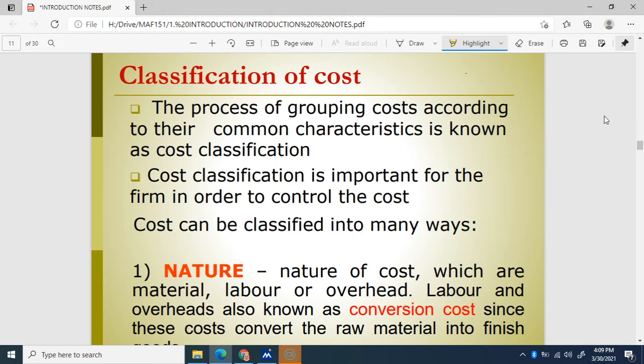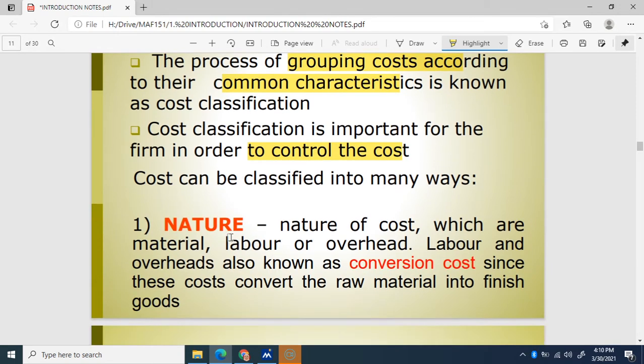So the cost can be classified in many ways. We group the cost according to their common characteristics, which is known as cost classification. Cost classification is very important for firms in order to control the cost. There are many ways to classify. The first classification is by nature. The nature of cost are material, labor, or overheads.